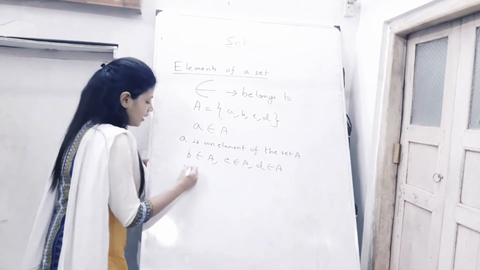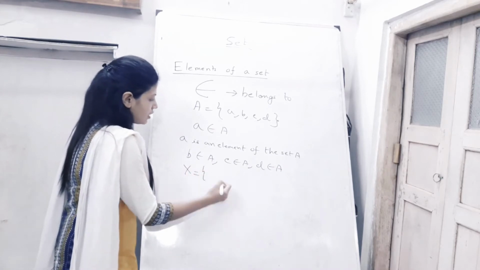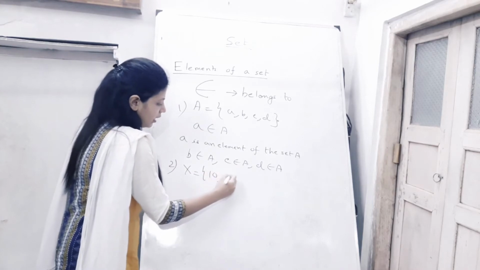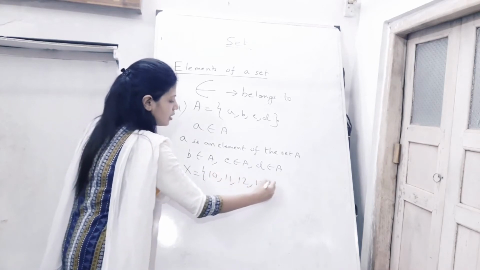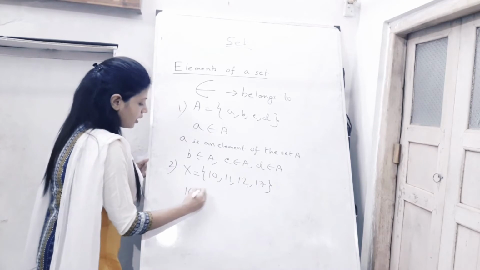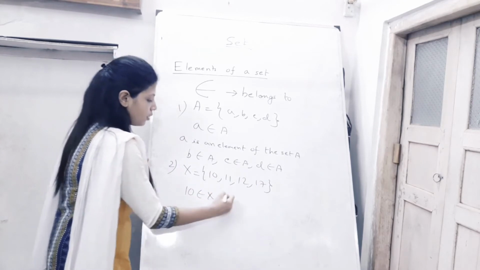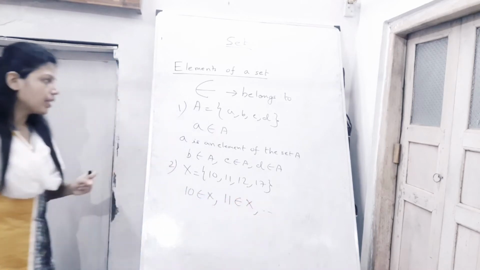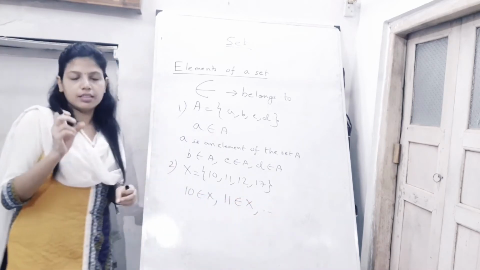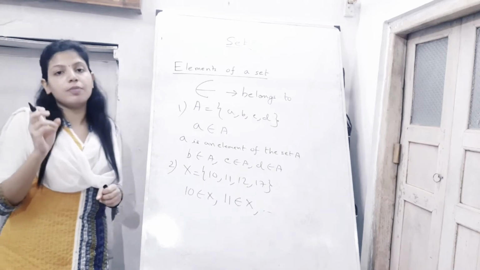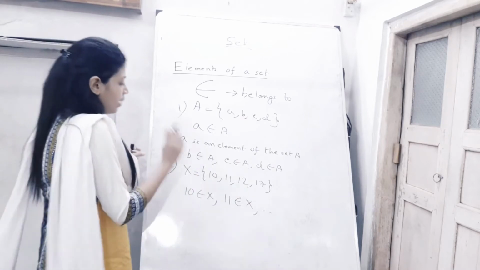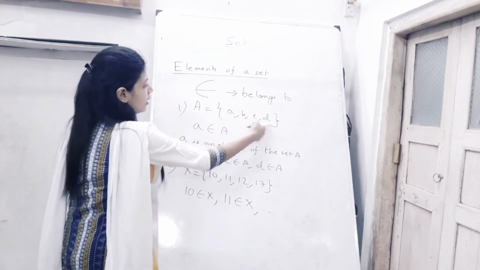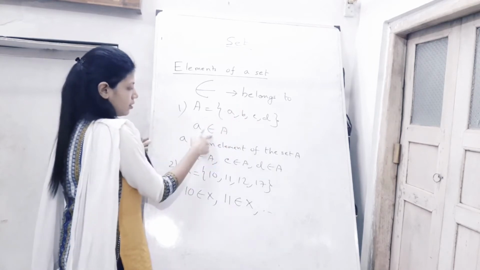If I take another set X equals 10, 11, 12, 17, then also we can write 10 belongs to X, 11 belongs to X, just like that. Now here I will tell one thing. Please try to memorize this one. Whatever the element will be there, I will just write that.